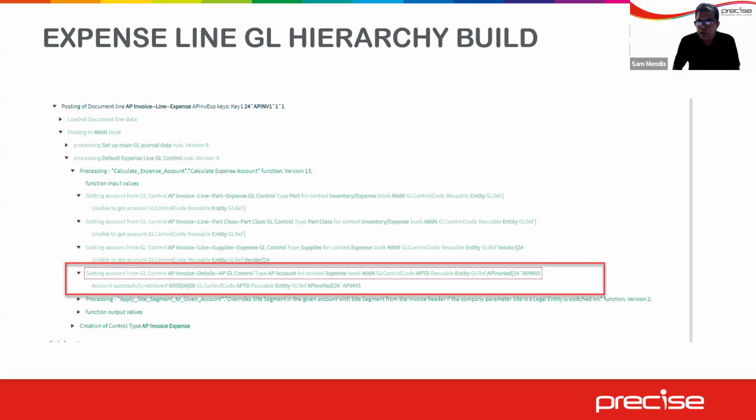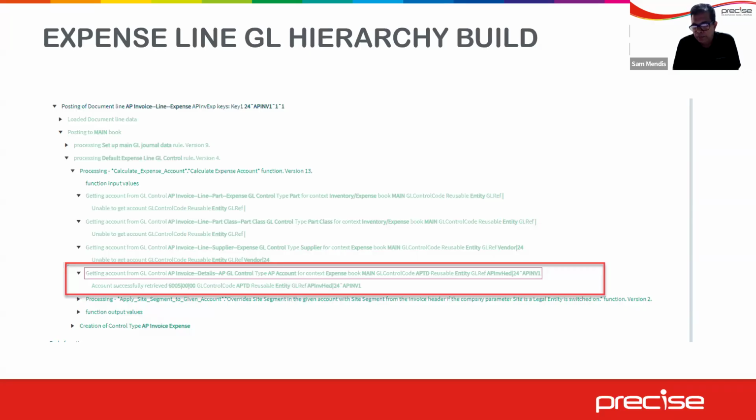On the line level, you can see it's actually got 4 lines in there. But the first line says getting account from the GL control part. It's unable to find it because we haven't defined a part GL control. The second one is a part class; it says unable to find the part class. The third one is unable to find the supplier, because we haven't defined an expense account at supplier level. But it completes the posting on the fourth level.